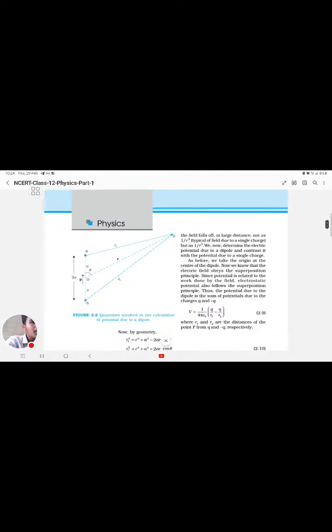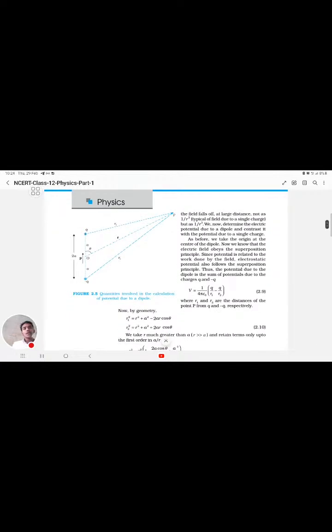So we now determine the electric potential due to a dipole and contrast it with the potential due to a single charge, which is kq by r. As before, we take the origin at the center of the dipole. Okay, fine, great. Whenever we deal with this type of dipole configuration, we will consider the center to be the origin.